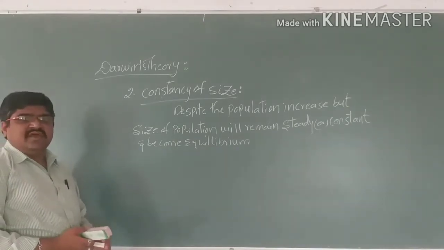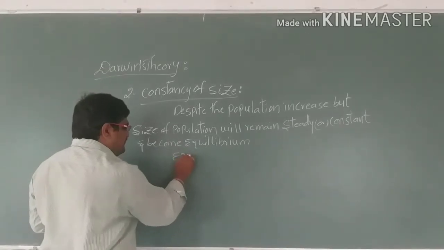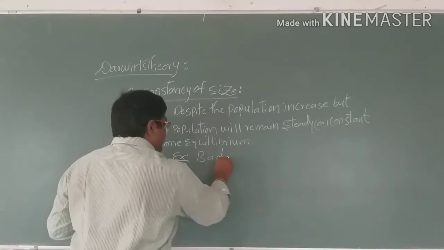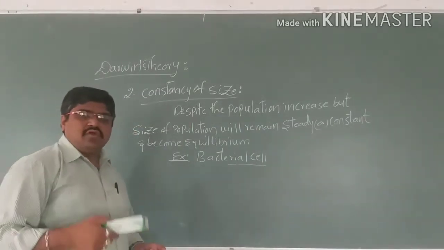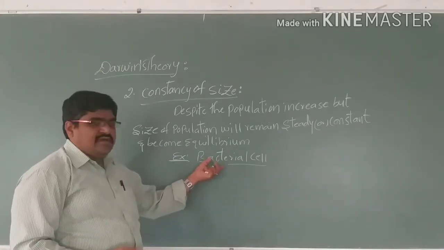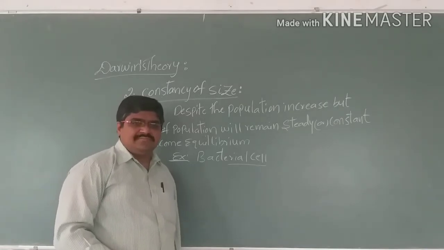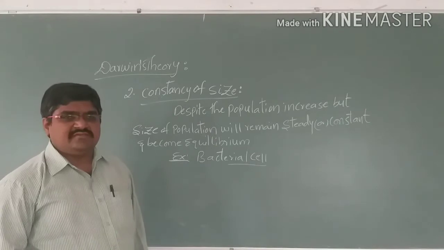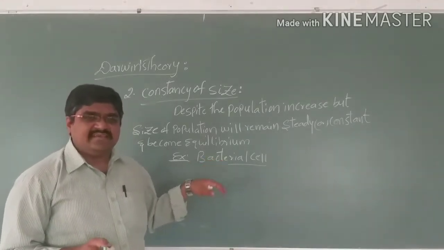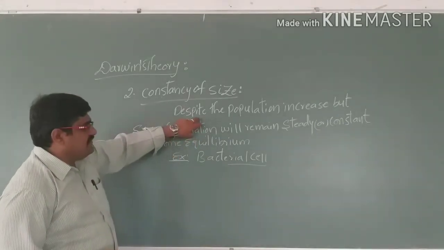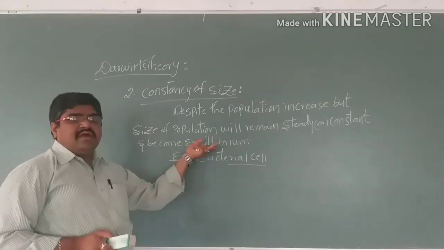That means that even if the population increases rapidly, for example in bacterial cells, the bacterial cells will increase rapidly with every increase. That means overproduction has taken place. When overproduction takes place, some of the bacterial cells may not survive due to lack of food, space and shelter, and other environmental factors will affect them, so some disappear and gradually decrease in number. When they decrease, the population of these bacterial cells becomes steady or constant. When it becomes constant, it becomes an equilibrium. So that is the constancy of size.